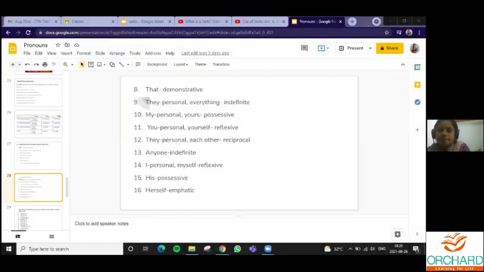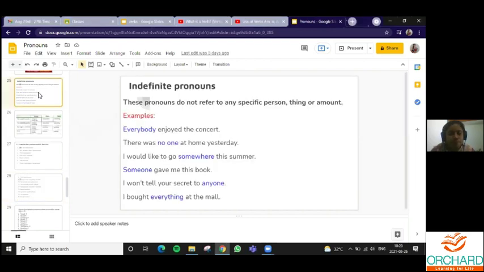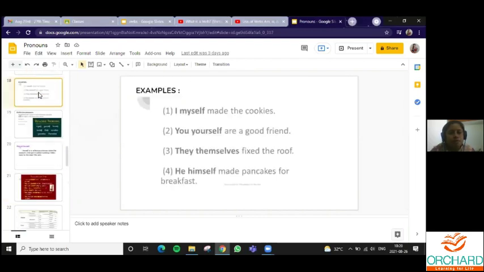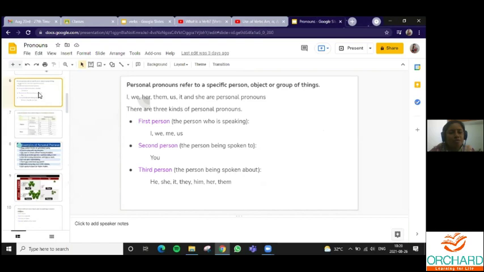Exercises, pronouns. Yes? Are you all completed? Pronouns. Yes? Okay, we will have a run through the pronouns and then we will go to the next chapter. Okay? So what are the 8 kinds of pronouns we have seen?